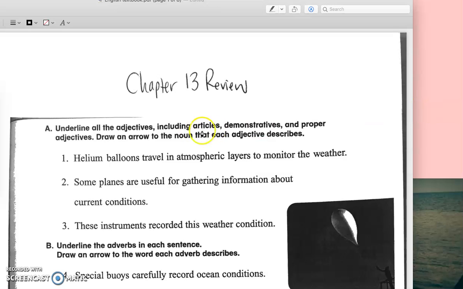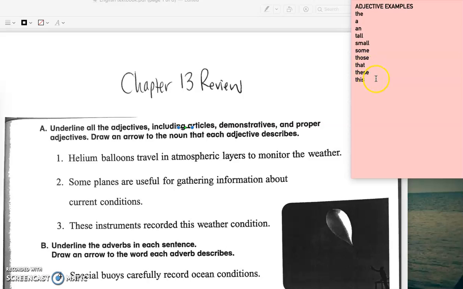It says, underline all the adjectives, including articles, demonstratives, and proper adjectives. Draw an arrow to the noun that each adjective describes. So I actually made a small list of adjective examples. If you remember from a few weeks ago, we started talking about adjectives. We also mentioned that some of the demonstratives as well as articles are considered adjectives. It's not just words like tall, small, etc. We have words like the, a, an, those, that, these, this, all of that counts as adjectives, okay?